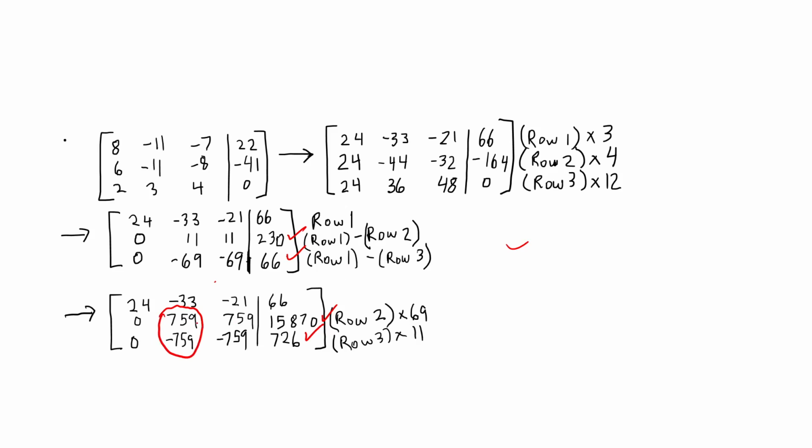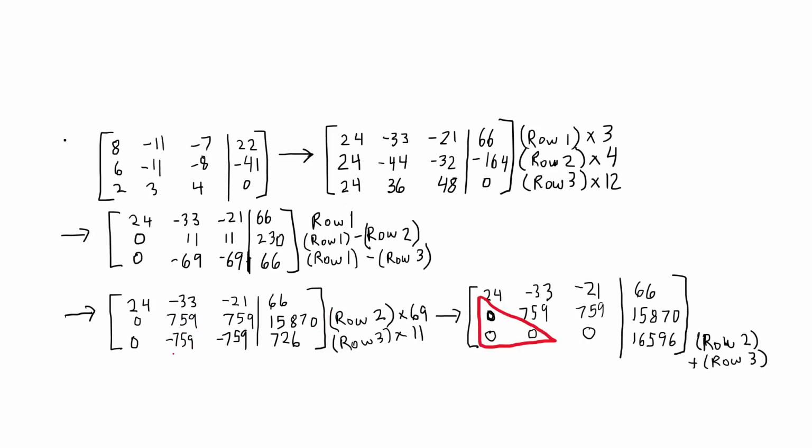But when we add row 2 plus row 3 in our next matrix, we're going to be able to get a 0 entry in that y column. And in so doing, we're going to have the triangle of zeros that we wanted. Now, once we have that triangle of zeros, we're just going to look at what's left over. What's left over in that last row is that 0z equals 16,596. Well, that's not possible, so there are no solutions.